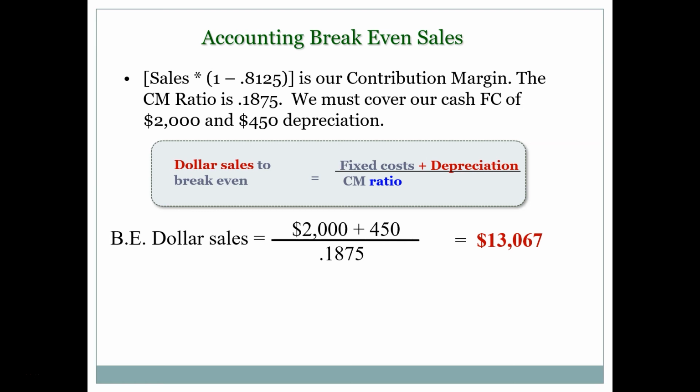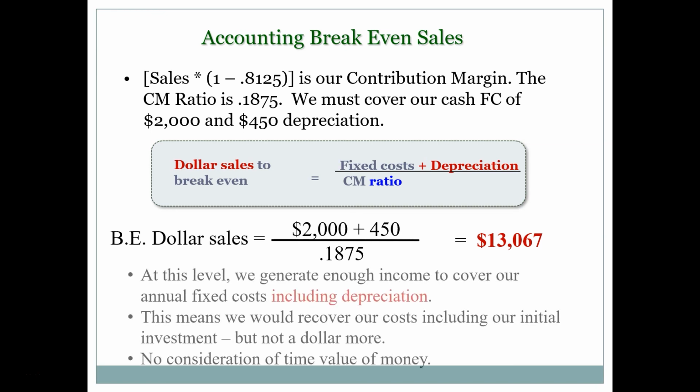So if we look at our numbers here, the break-even point uses 1 minus the variable cost percentage. That's what's left over to cover our fixed costs. And our variable cost percentage is 81.25% of sales. So the contribution margin is 1 minus that, or 18.75% of sales. So if I divide 2 million in fixed costs plus 450,000 in depreciation by 0.1875, I get a break-even level of sales of 13,067,000.